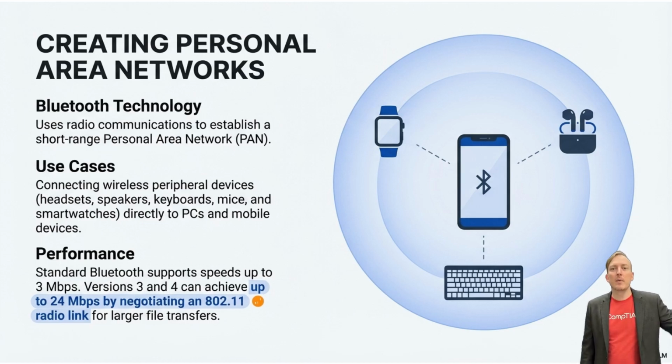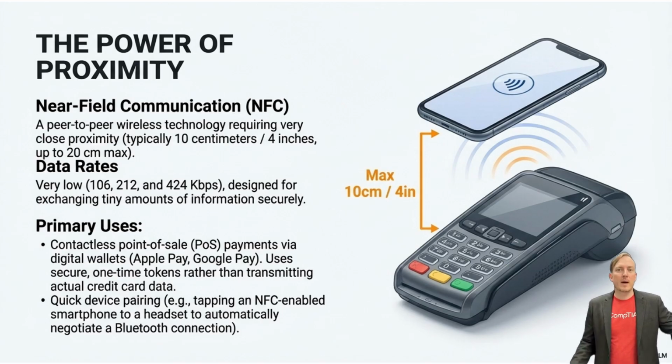Next, let's talk about creating personal area networks, or PANs, using Bluetooth technology. Bluetooth uses radio communications to establish a short-range network. Common use cases include connecting your wireless peripherals, like headsets, speakers, keyboards, mice, and smartwatches, directly to PCs and mobile devices. For performance, standard Bluetooth supports speeds up to 3 Mbps. However, versions 3 and 4 can achieve up to 24 Mbps by negotiating an 802.11 radio link for larger file transfers.